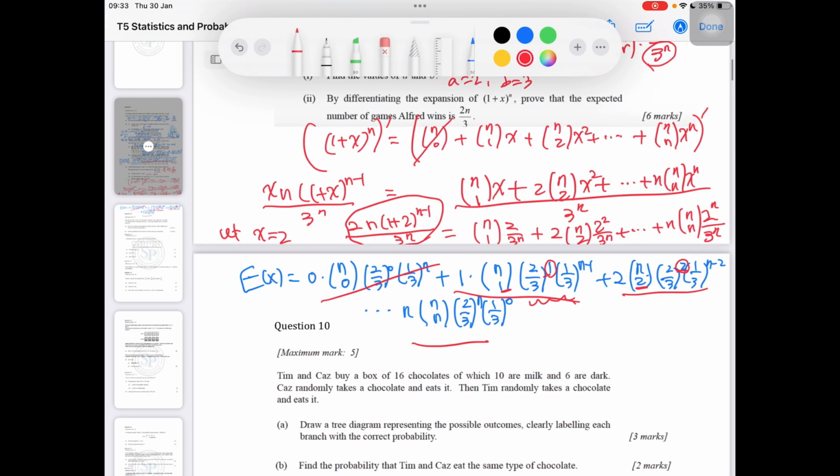So the expectation of x becomes 2n over 3, and minus 1 over 3 to the power of n. So when we cancel them out, we have only one 3 on the denominator, like this. So it is shown.